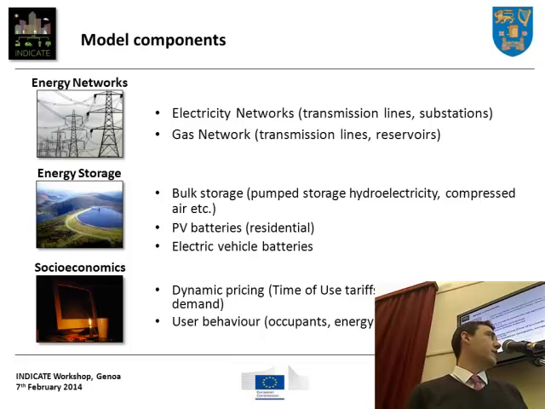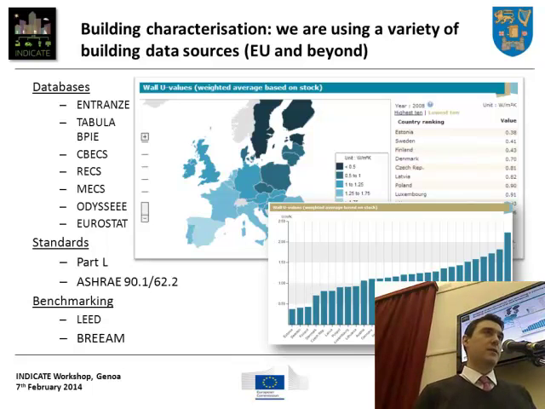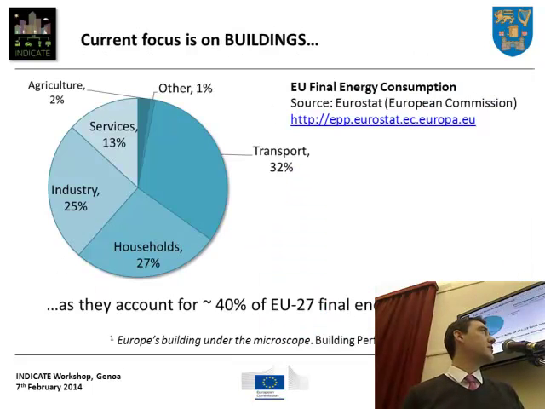And then finally, we're characterising the socio-economic side of the smart city. So this is the effect that occupants and users have on the flow of energy around the city by means of time of use tariffs implemented by utility companies and use behaviour inside residences and buildings. So we're looking at lots of different building sources, such as databases from EU projects and building standards and benchmarking systems.